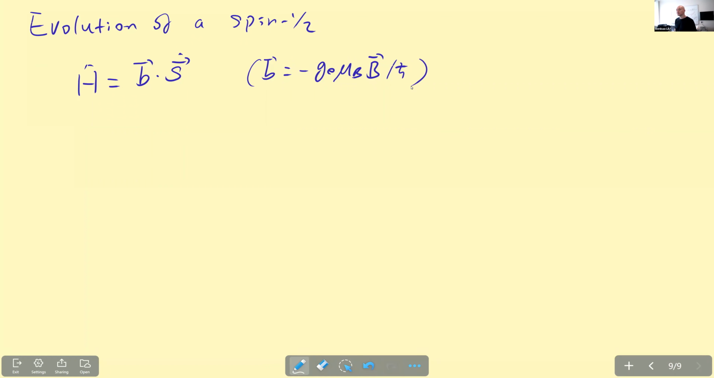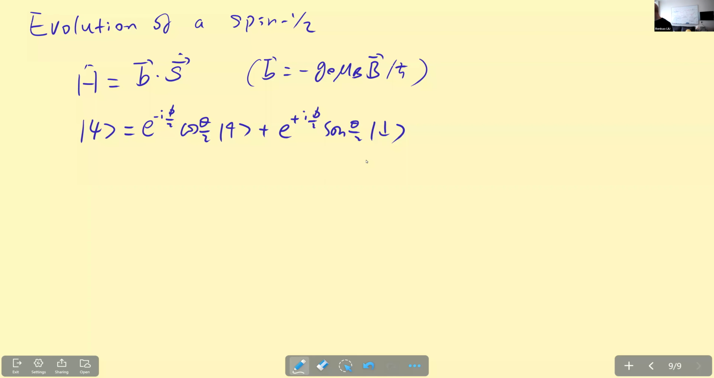Okay. Right, so this B has the dimension of frequency. Okay. And so we're going to say that if we have a psi that equals, for example, the initial state e to the minus i phi over 2 cosine theta over 2 spin up plus e to the plus i phi over 2 sine theta over 2 spin down. Okay, so which is a state like this one. Okay, right. And then the question is, psi of t equals what, right?